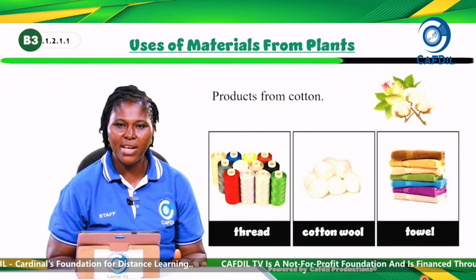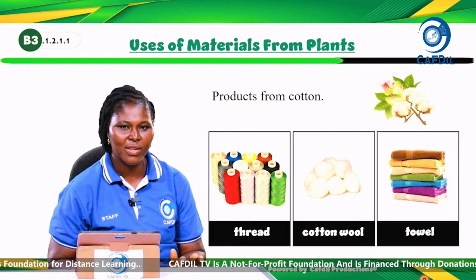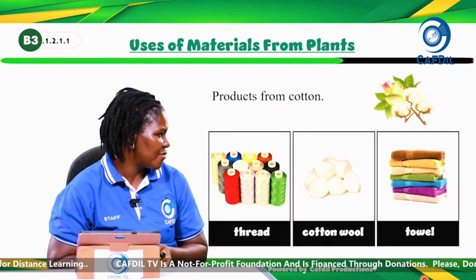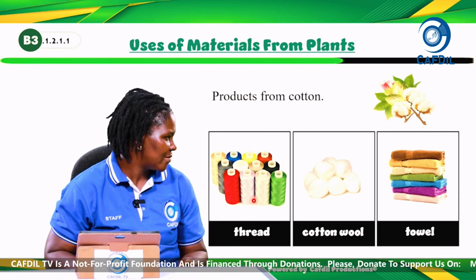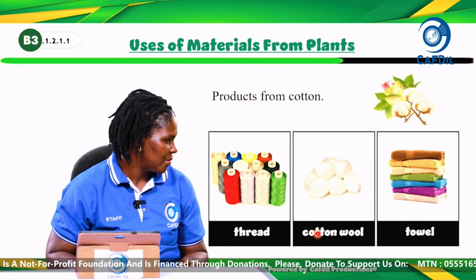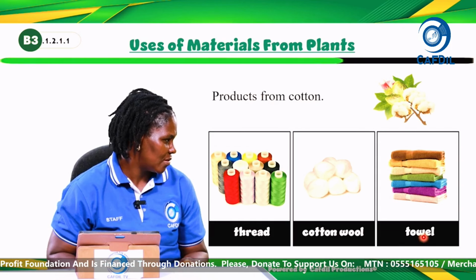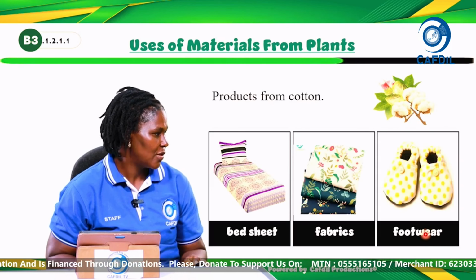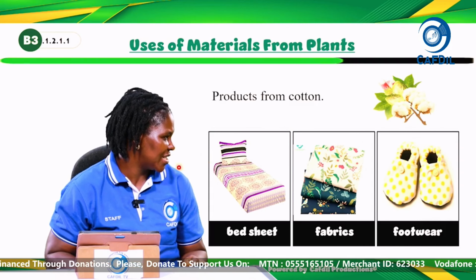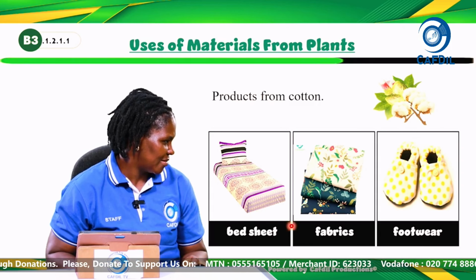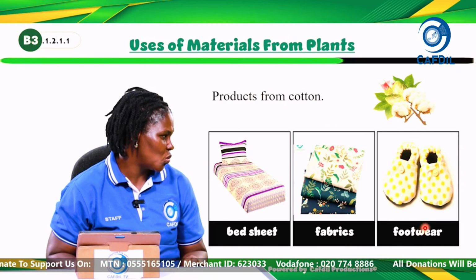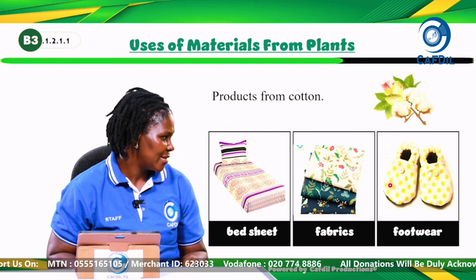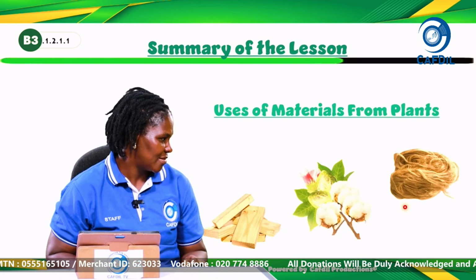Good. Products from cotton. We have thread, the thread that we use to sew our clothes. And we have the cotton wool. And we have towel. Good. We have bed sheets. They are made from cotton. Then fabrics. And then footwear. Look at this footwear. It is made from cotton.